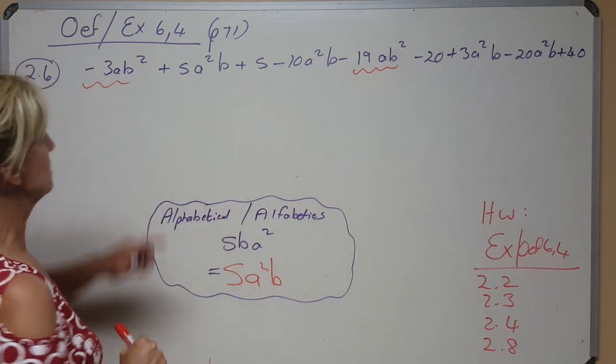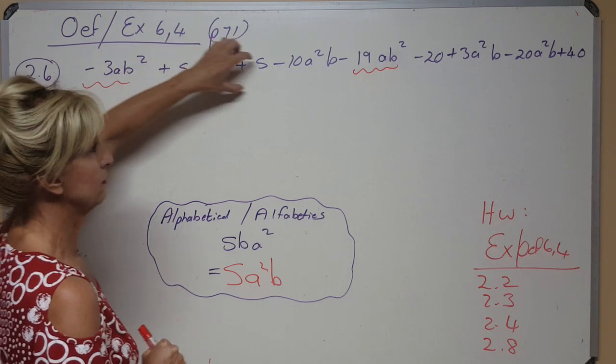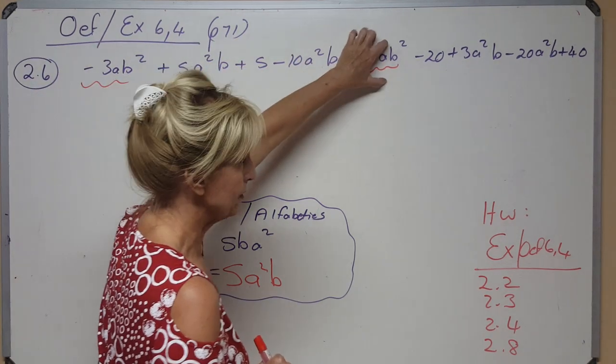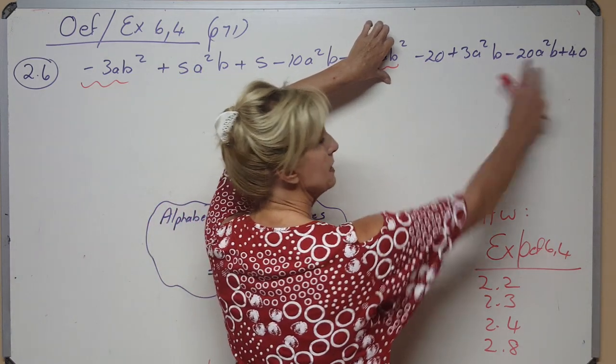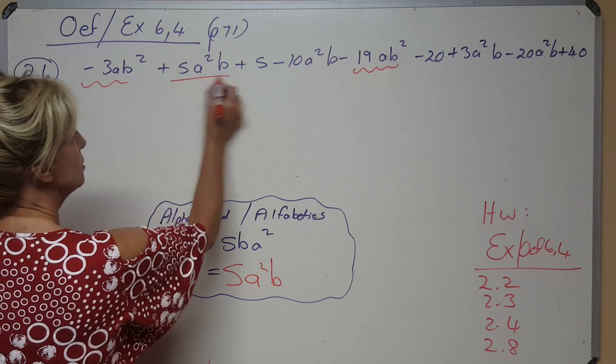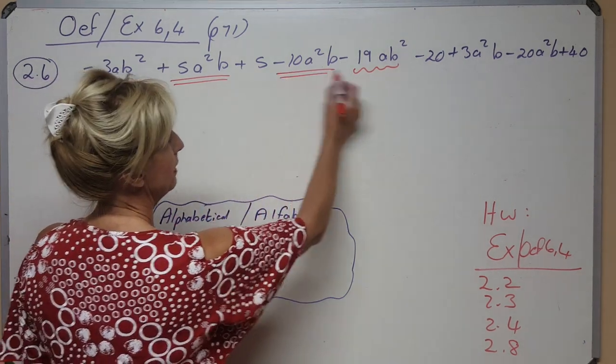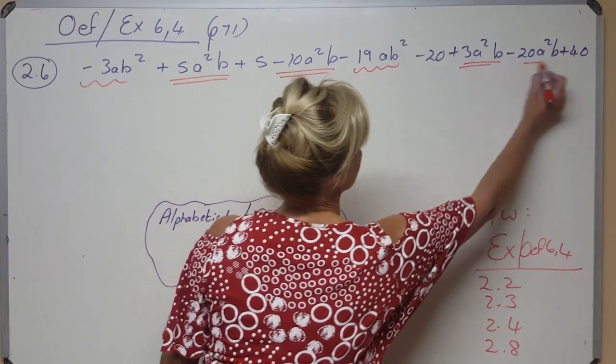For the like terms, I tested whether AB square, is there another AB square? No, AB square, no, AB square. But A square B is not the same, it's not like. I will go and put the A square B's together. A square B, A square B, A square B, A square B.